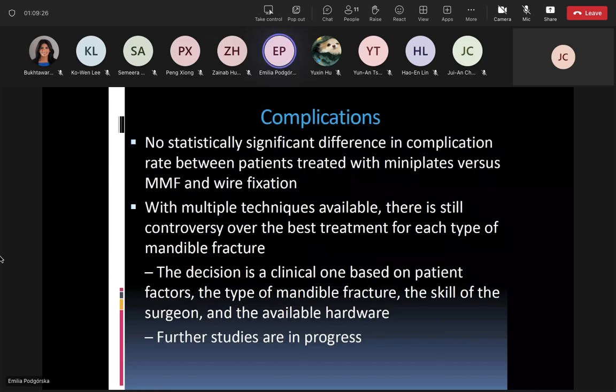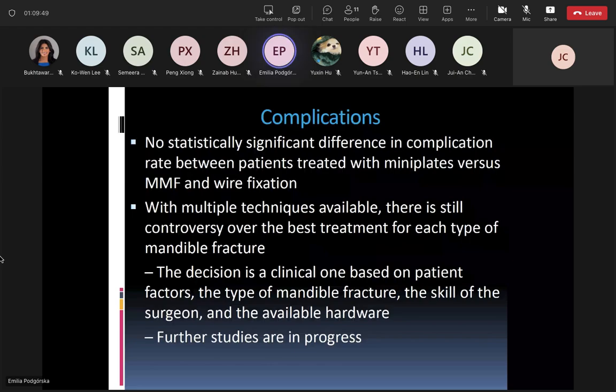With multiple techniques available, there is still controversy over the best treatment for each type of mandible fracture. The decision is a clinical one based on patient factors, the type of mandible fracture, and the skill of the surgeon and the available facilities. Further studies are in progress.